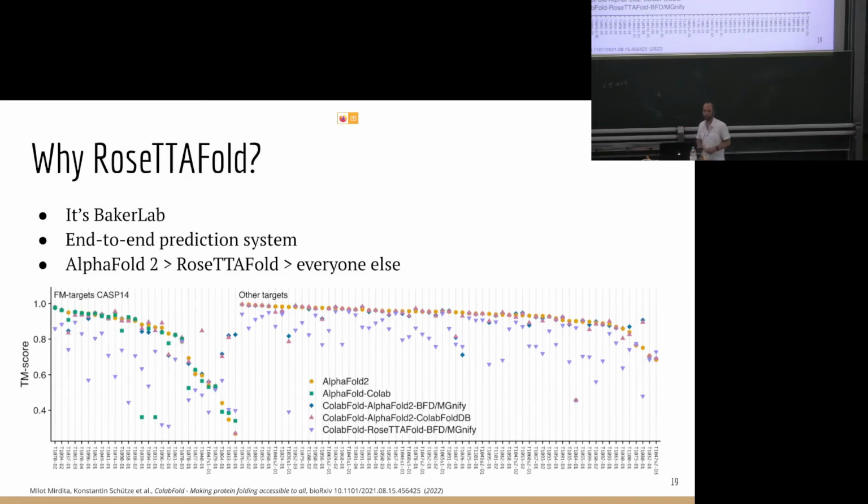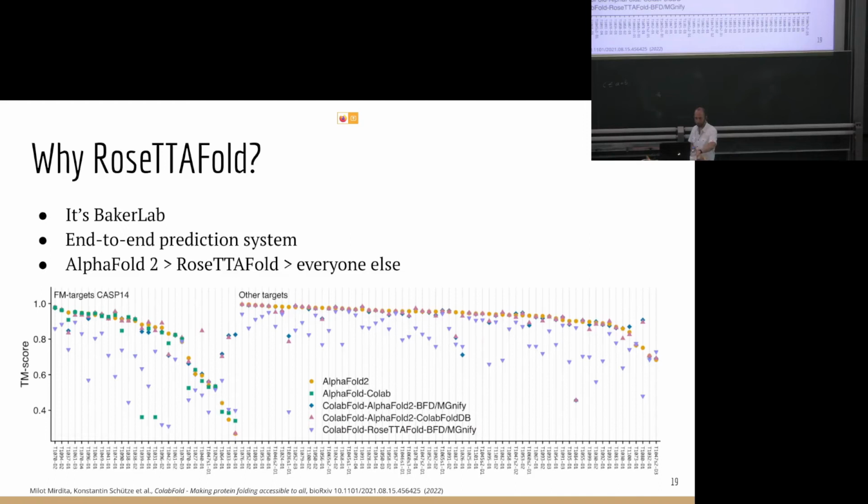The first one is, this is from Baker Lab. David Baker is one of the guys who has been around in the field for a long time. His lab has been working on structure prediction for, I think, decades at this point. So it's always interesting to see what they're coming up with. The other reason is it's an end-to-end prediction system, or at least potentially it can be, which also goes immediately to 3D coordinates, and this is something that is still pretty rare in the field.